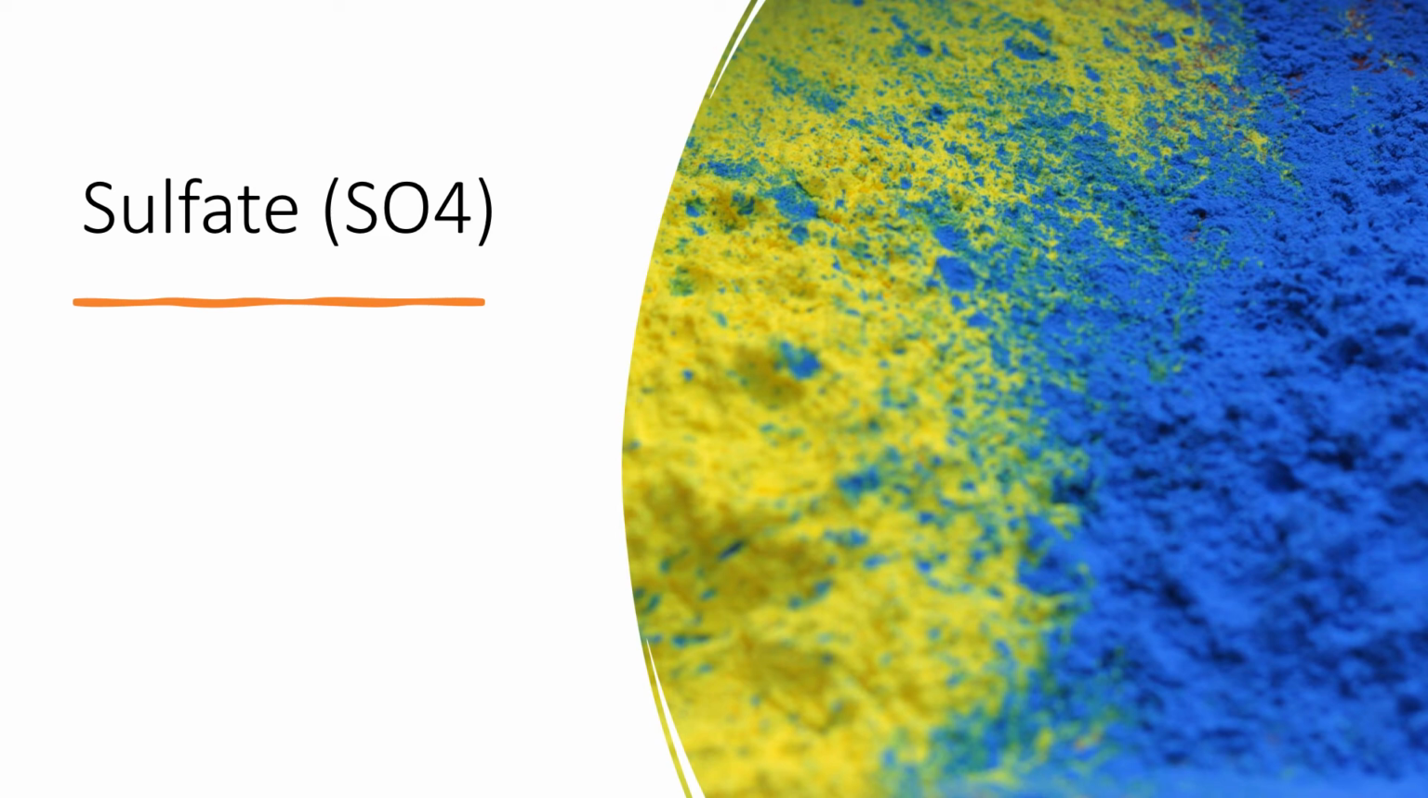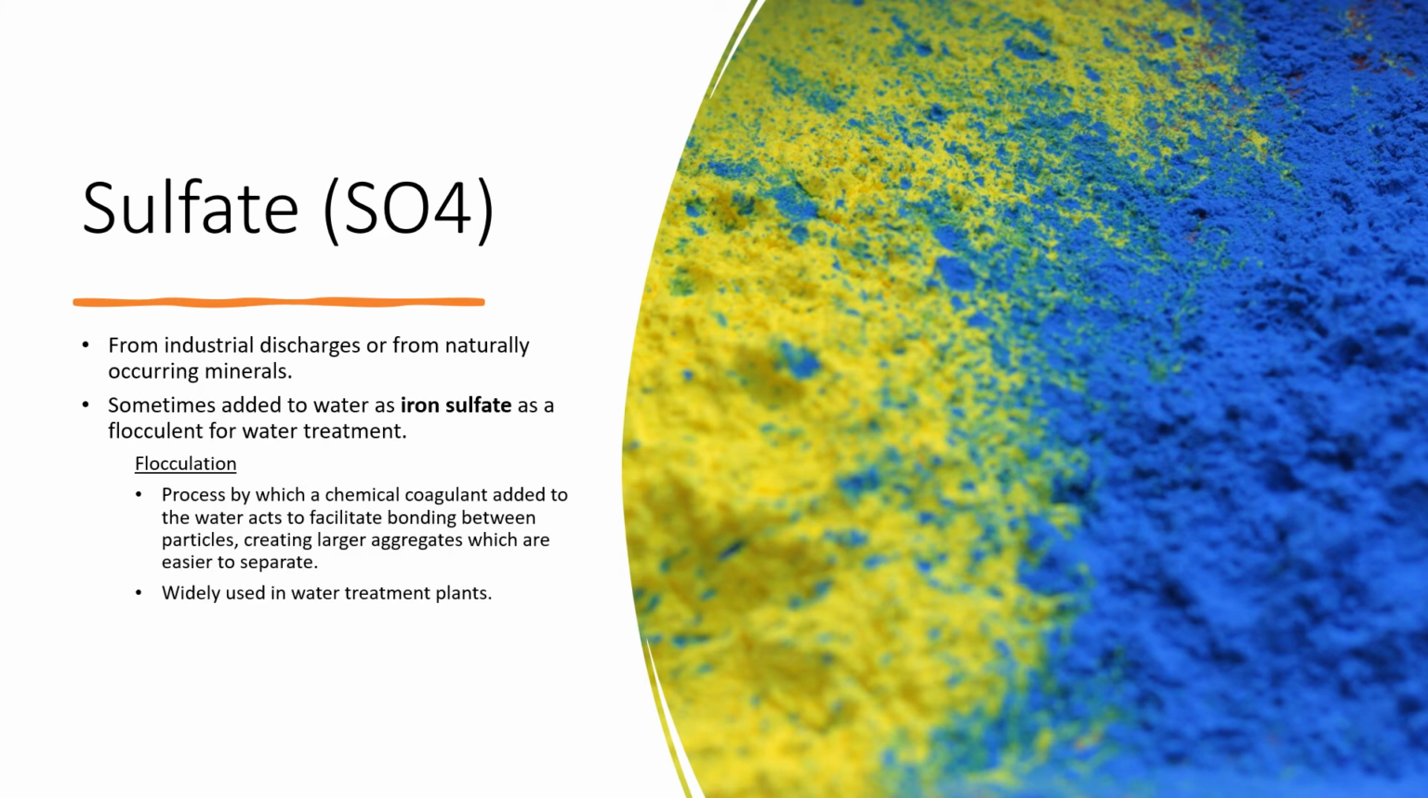Another potential contaminant of dialysate is something called sulfate. Sulfate comes typically from industrial discharges, but can also occur naturally and can affect many water supplies. Sometimes we actually add sulfate to water in the form of iron sulfate, which is used as something called a flocculant. Flocculation is a process by which a chemical coagulant is added to water, and it acts to facilitate bonding between particles, which creates larger aggregates of particles which are easier to remove from the water once they're all clumped together. It's widely used in water treatment plants.